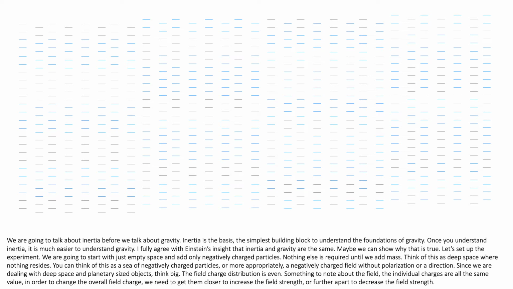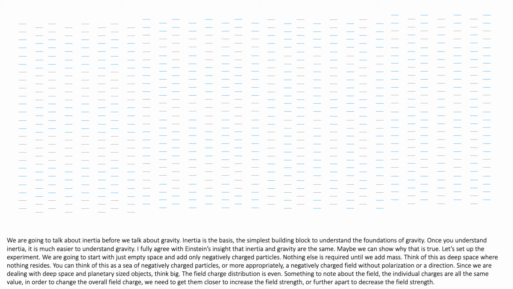We are going to start with just empty space and add only negatively charged particles. Nothing else is required until we add mass. Think of this as deep space where nothing resides. You can think of this as a sea of negatively charged particles, or more appropriately, a negatively charged field without polarization or direction. Since we are dealing with deep space and planetary-sized objects, think big. The field charge distribution is even.